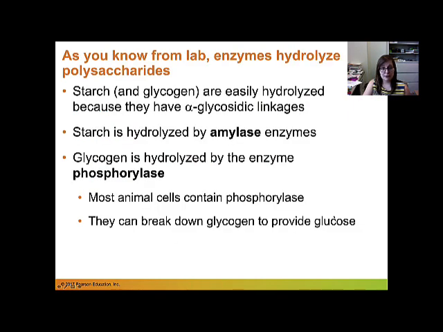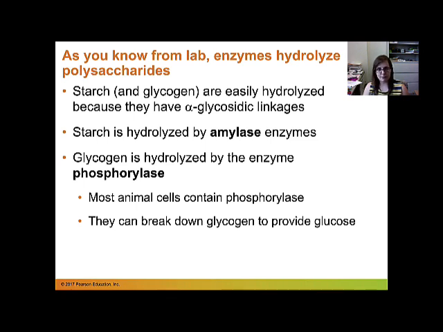As you know from lab, we have these polysaccharides, and enzymes are what's responsible for hydrolyzing those polysaccharides down to simple sugars so that the cells can use it. Starch and glycogen are easily hydrolyzed because they have these alpha glycosidic linkages, and we have the enzymes to break those apart. Starch is hydrolyzed by an enzyme called amylase, as you know, and glycogen is hydrolyzed by the enzyme phosphorylase.